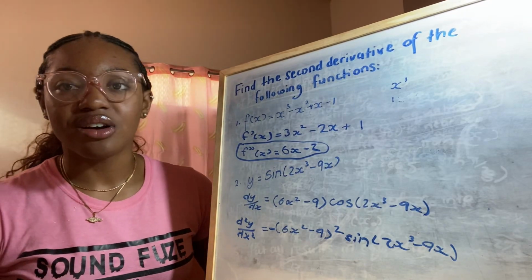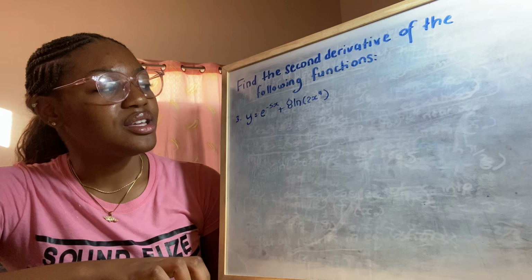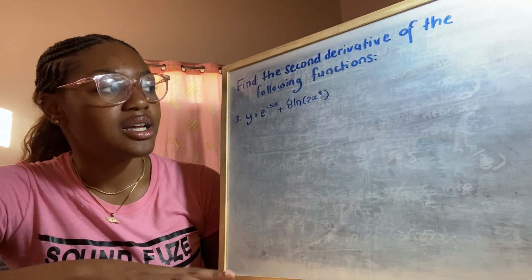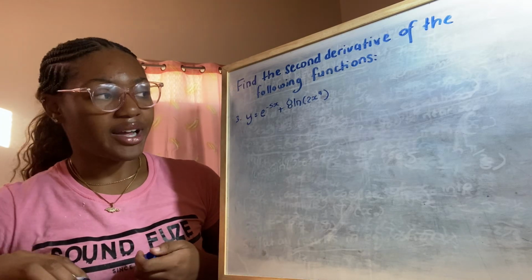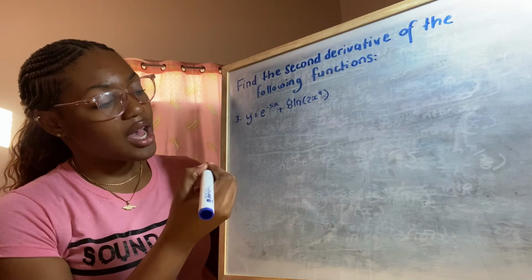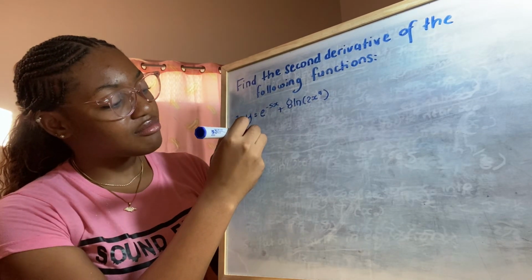And yeah, that's our second derivative of the function. And here we have our third example. So we'll have y is equal to e raised to the negative 5x plus 8 ln 2x to the fourth. So right here, we'll have an exponential function. And in order to differentiate that, remember we're finding the first derivative first.